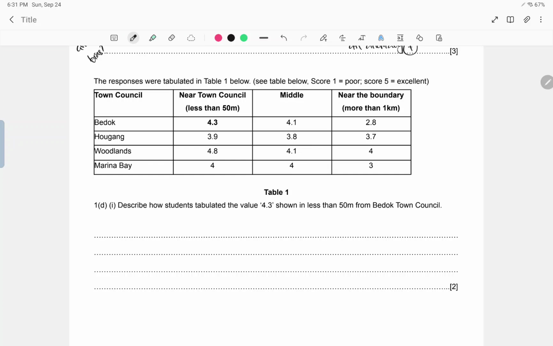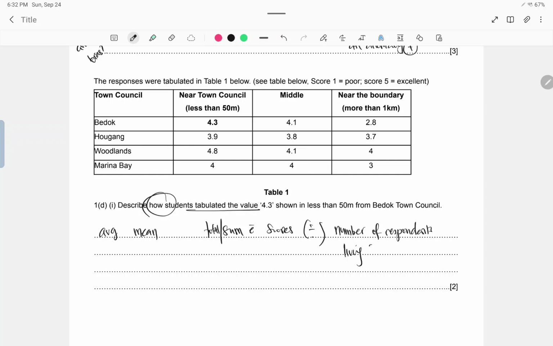But in this case, my question is not asking you to calculate. Rather, I ask you how the students get that value. Right? Most of you who wrote down average or you wrote down mean means you have identified the step. You got a mark. There's no way you can score full marks. What I'm expecting to see is you sum the scores, you add the total, you sum the scores, and then you divide by, please don't write divide like this, you write in proper sentences. Okay, so you divide by the number of respondents living 50 meters from Bedok Town Council.